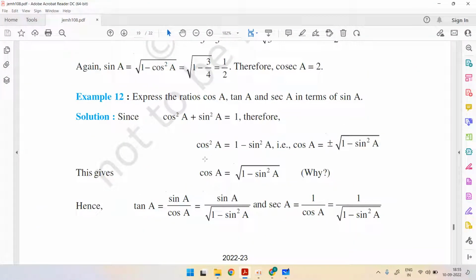So if you see, cos of A is under root 1 minus sine square A. Tan of A is nothing but sine A by under root 1 minus sine square A. And secant A is 1 by cos A, which is nothing but 1 by under root 1 minus sine square A.